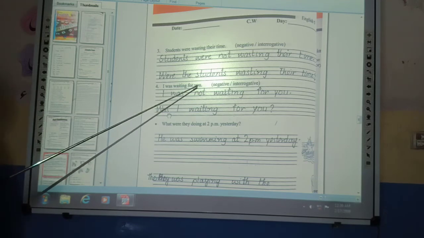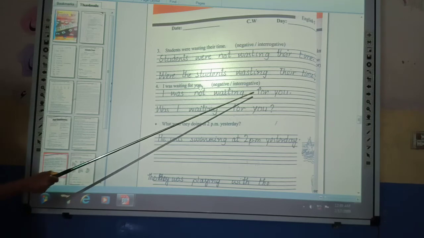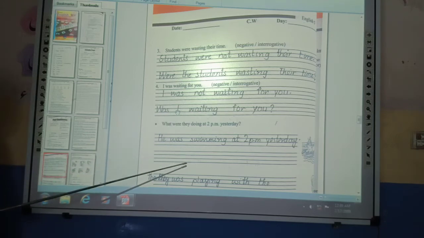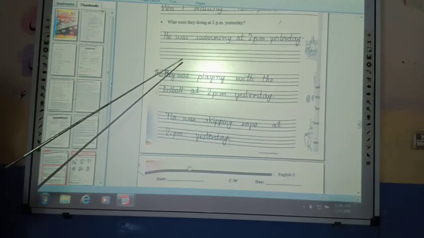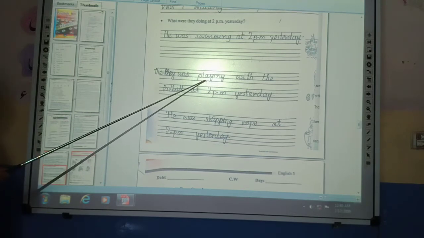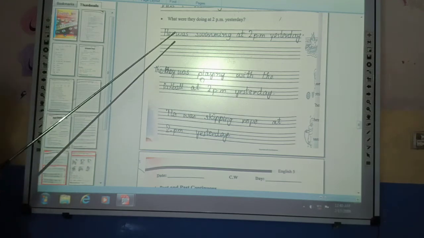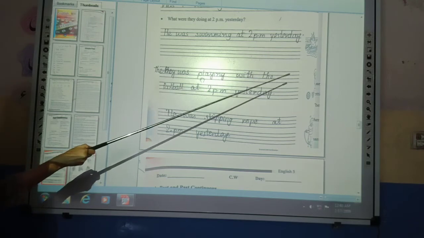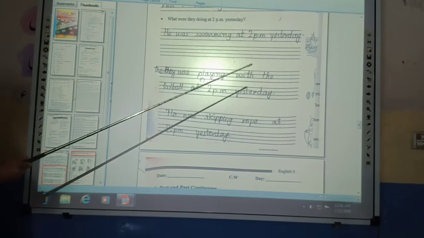I was waiting for you. Negative and interrogative: I was not waiting for you. Was I waiting for you? What were they doing at 2 p.m. yesterday? Here, look in the picture. He was swimming at 2 p.m. yesterday. In the picture, he was swimming in the pool.